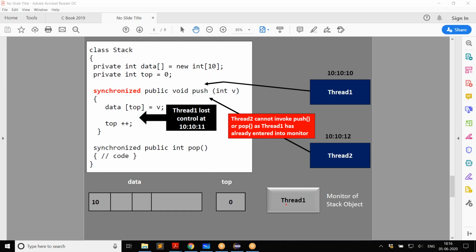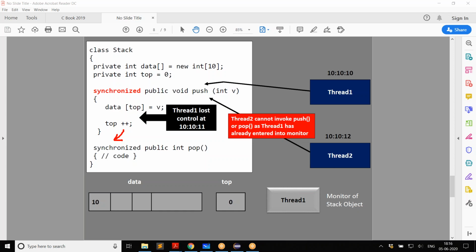So thread 2 is waiting. When does it get the chance to enter into push or pop? When thread 1 exits that. When thread 1, after receiving control, completes the task and exits this push method, it is leaving the monitor. When thread 1 leaves the monitor, then if thread 2 is calling the method, it will proceed. So thread 2 is right now waiting, and it cannot enter into push until thread 1 exits the monitor. So that is the concept of synchronization.